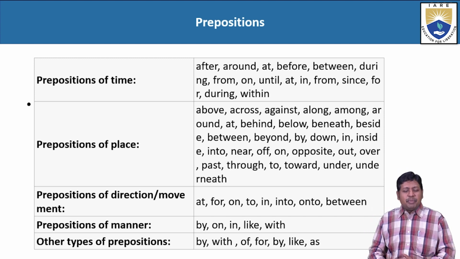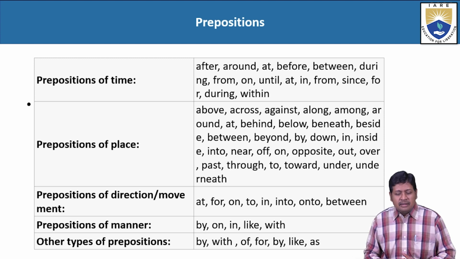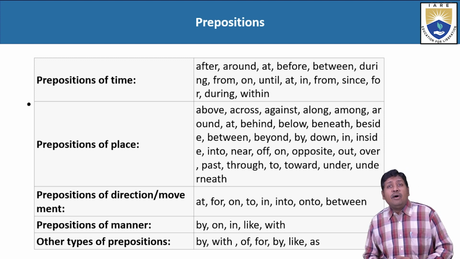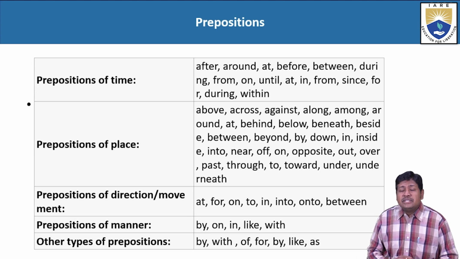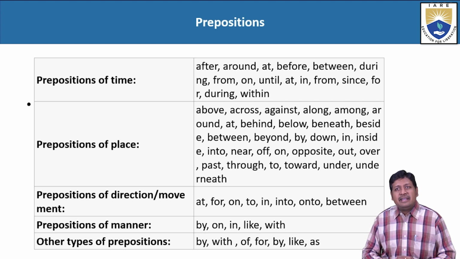Okay, right. Now coming to prepositions of direction. At, for, on, to, in, into, between. These are all again prepositions of direction. Coming to prepositions of manner. Okay. He came to college by car, by bike, by scooter. On, prepositions of manner. The chief guest is going to discuss on the subject verb agreement. Right? In, prepositions of manner again. Okay? Or with, prepositions of manner.